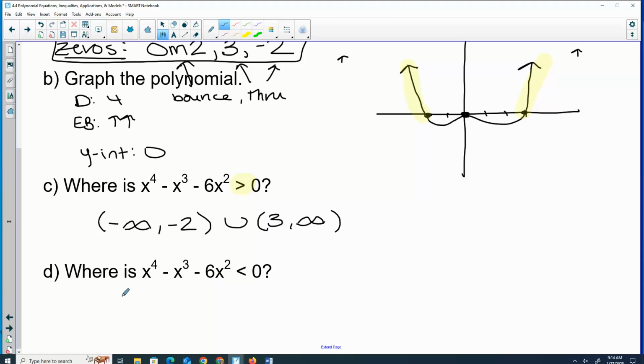Less than 0, okay, that's below, but if it's not equal to, we have to make these two separate things. So from -2 to 0, and then from 0 to 3. So if you did greater than, it'd be -2, union, 0, union, that, okay.